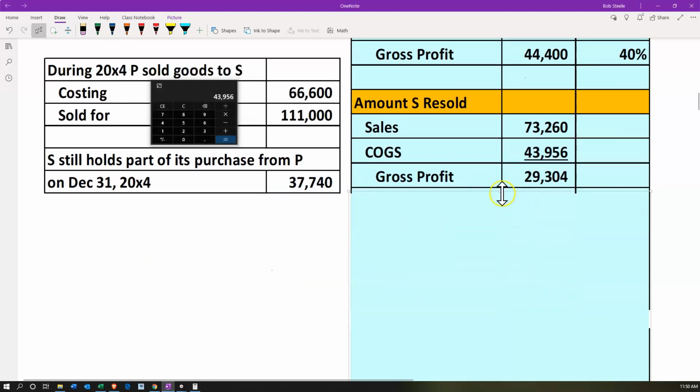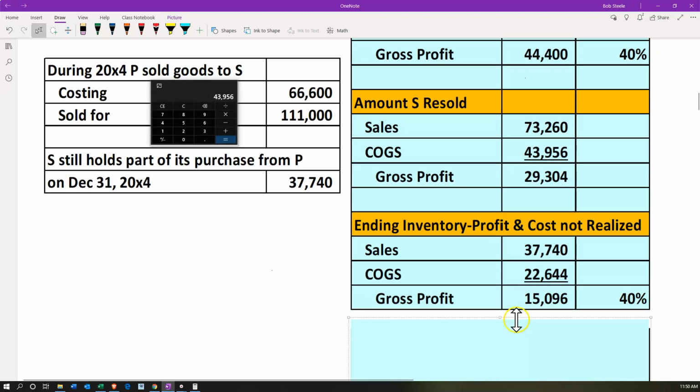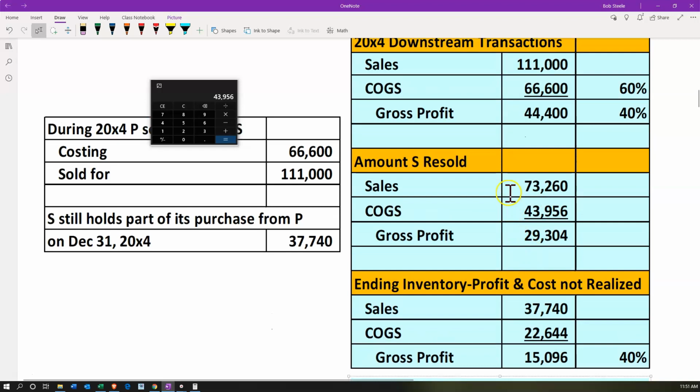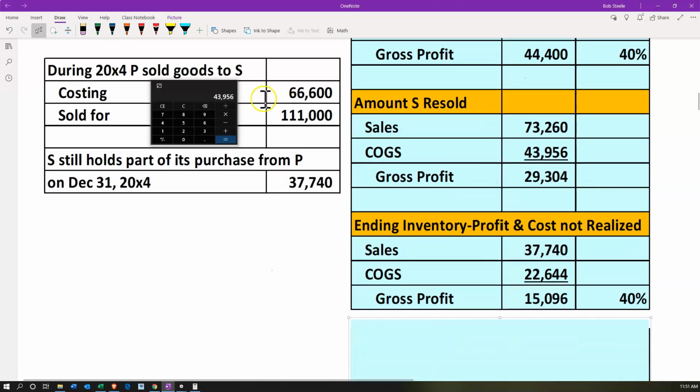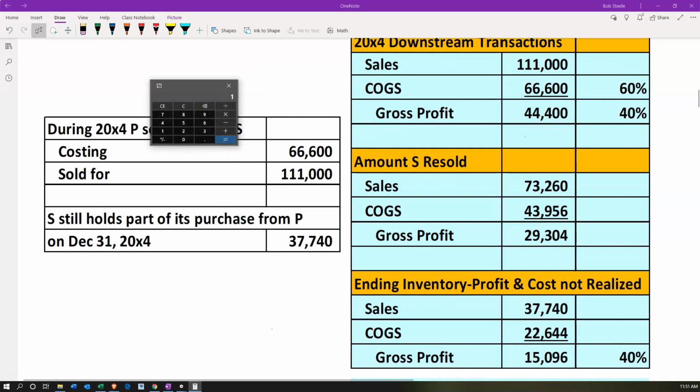So then we want the difference. We want to say, okay, that means that within ending inventory, the amount that is left, and notice you might do this first too. You could say, okay, this first number here, the sales number, is this number, 37,740, which if you put that number here, then you can back into this number. Or you could do it this way. You could say it's the 111,000 minus the 73,260, and that's going to give us the 37,740 here.